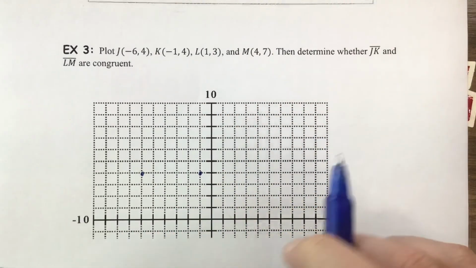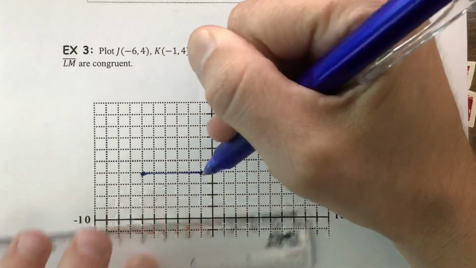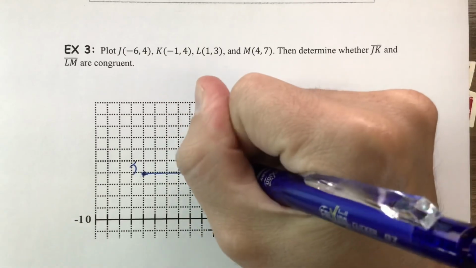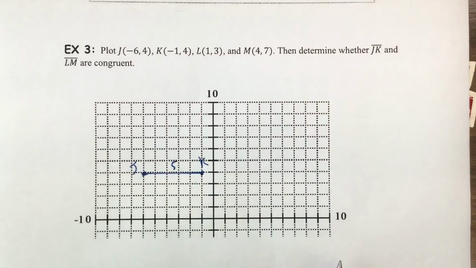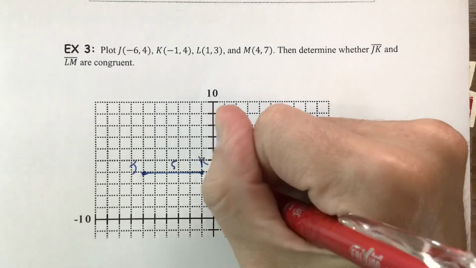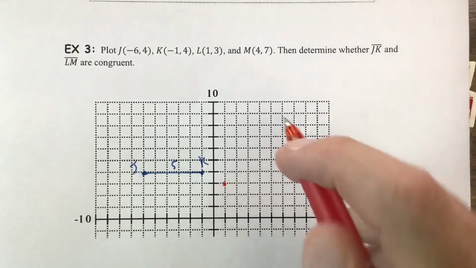That's going to be really convenient because they're at the same height there. So JK definitely has a length of 1, 2, 3, 4, 5. It has a length of 5 units. Let's see what LM is going to look like. L is at 1, 3, and M is at 4, 7, so it's going to be up here.